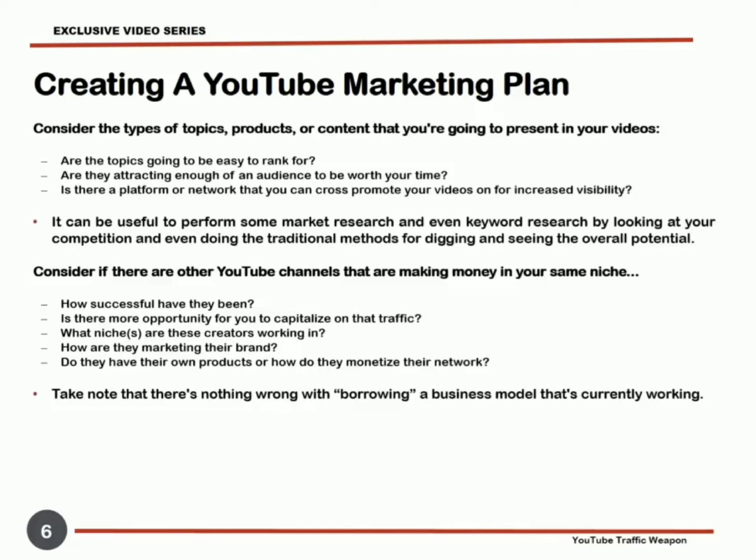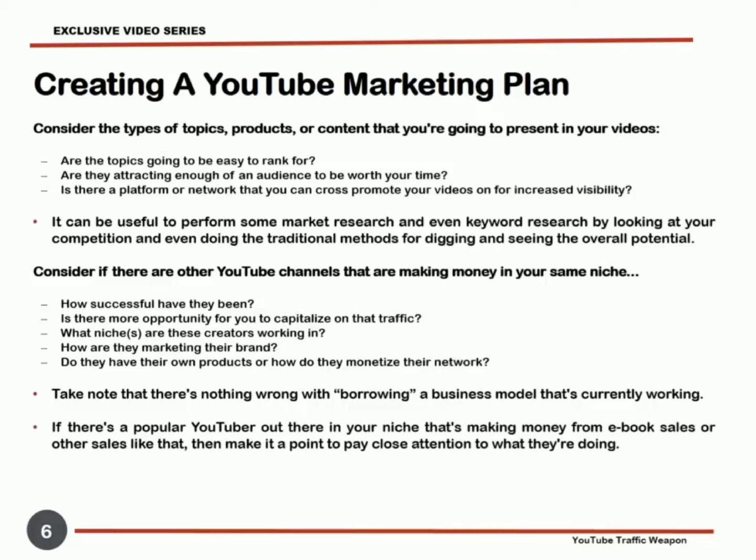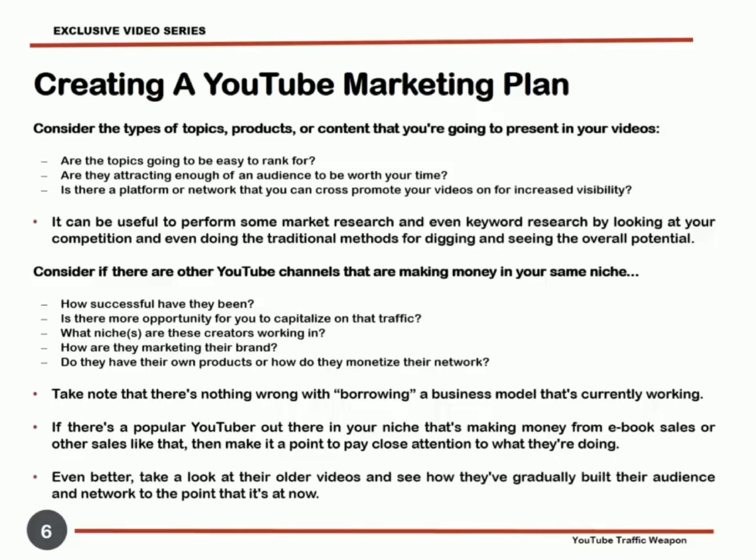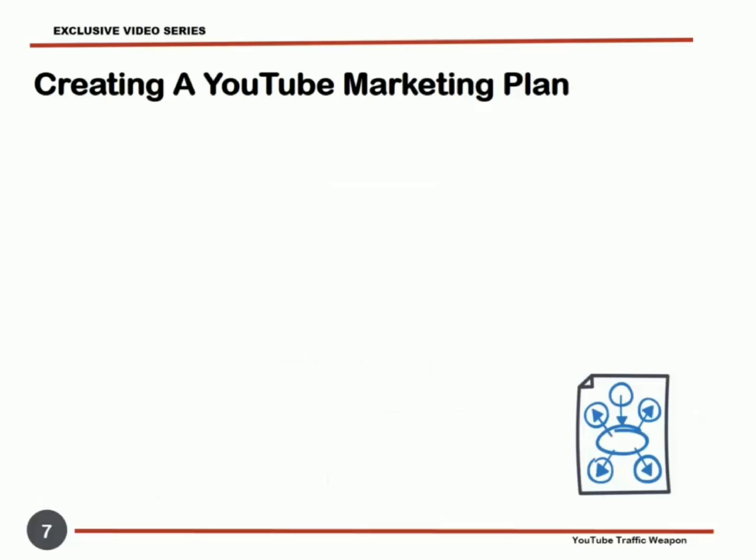Take note that there's nothing wrong with borrowing a business model that's currently working and producing results. If there's a popular YouTuber out there in your niche that's making money from ebook sales or other sales like that, then make it a point to pay close attention to what they're doing. Even better, take a look at their older videos and see how they've gradually built their audience and network to the point that it's at now.